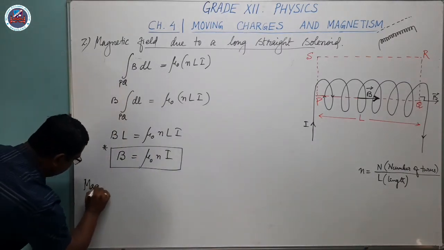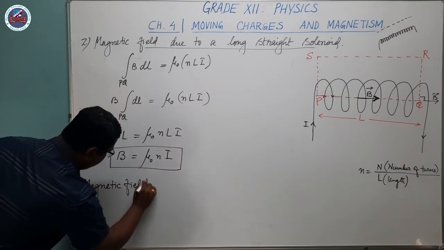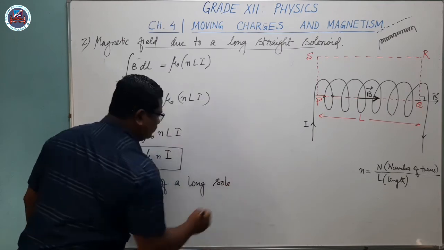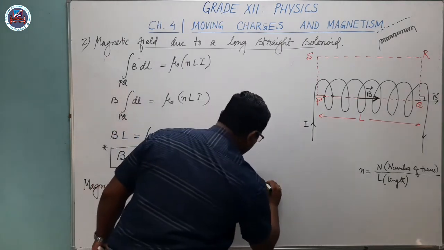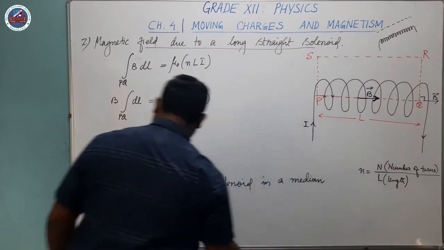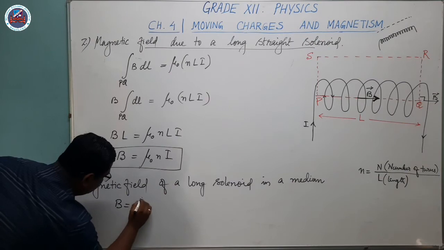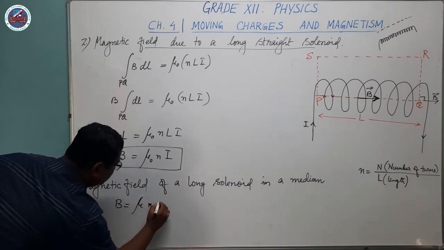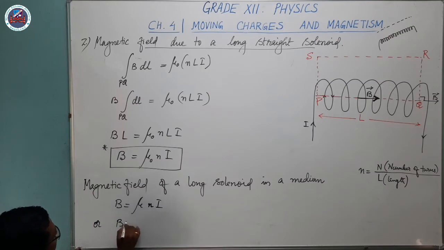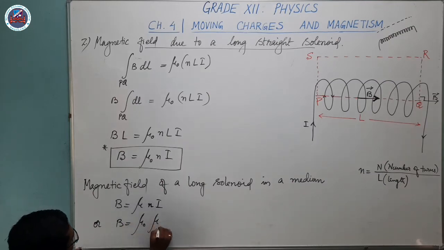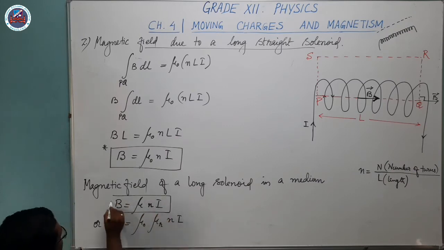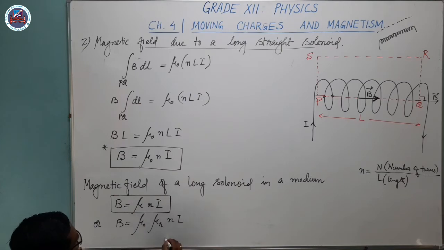Magnetic field of a long solenoid in a medium will appear like this. B is equal to mu of that particular medium, absolute permeability, mu times n times I. Or you can write it as B is equal to mu naught, mu r, where mu r is relative permeability, times n I. This is in a particular medium.